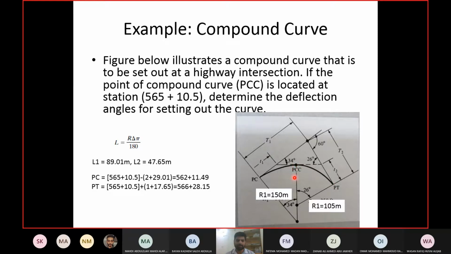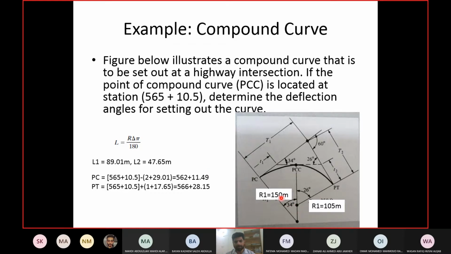Now for finding out length, this is the equation, and in this equation you can see there are two unknowns, two parameters, r and delta, and pi and 180 are constants. So I must find out r and delta. Now, the r for both the curves is given, and the delta is also given. You can see them in the figure. I did not calculate them; they are given directly in the figure.